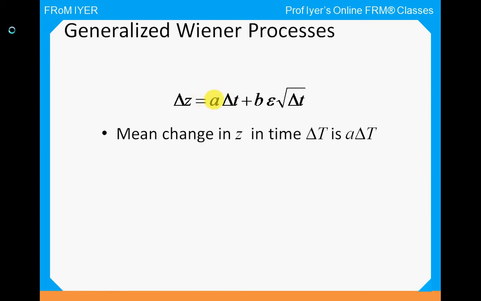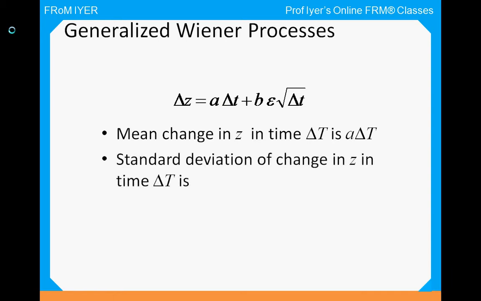What is b here? B represents the volatility. So the standard deviation of change in z in time delta t is equal to b into root of delta t. So a is the deterministic term, b is the random or stochastic term. So the generalized Wiener process has two of these terms, a and b, the deterministic and the random term. Now note that if a is equal to 0 and b is equal to 1 in this equation, the equation will reduce to a Wiener equation.